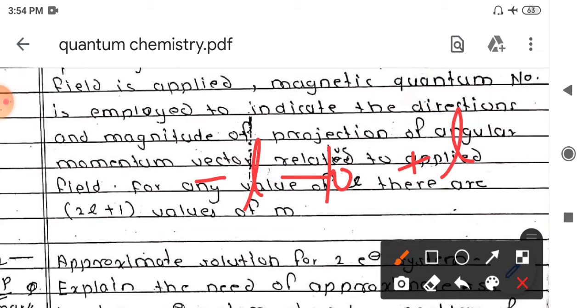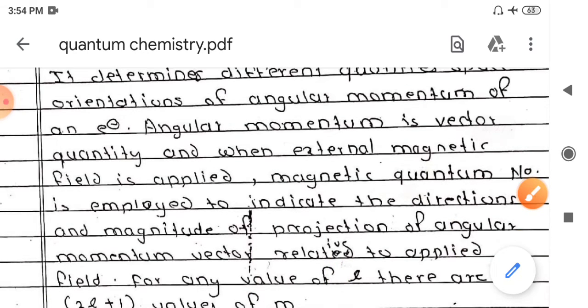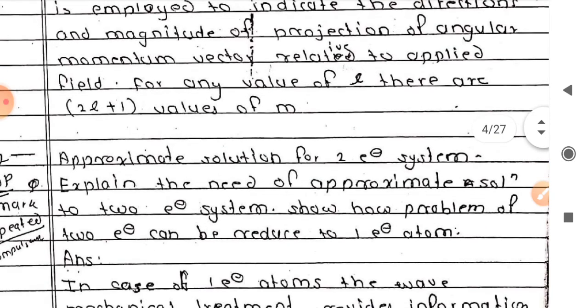So these are the 3 quantum numbers that we have obtained, and we have seen their physical significance and application part. Now the next part is the approximate solution, which will be used for the 2 electron system.